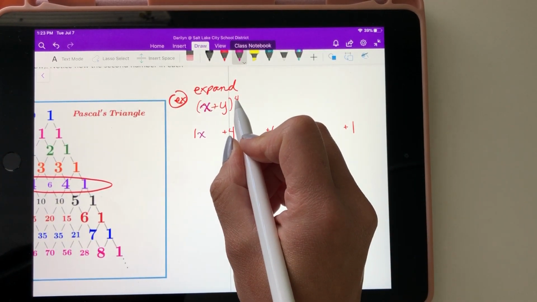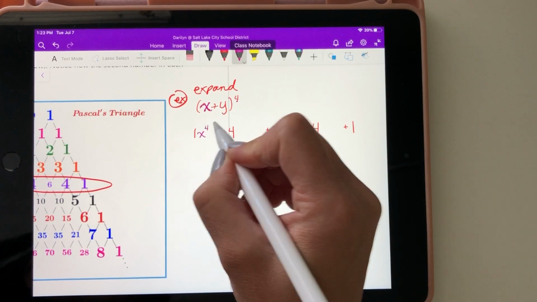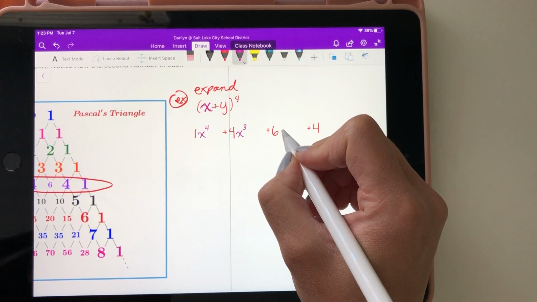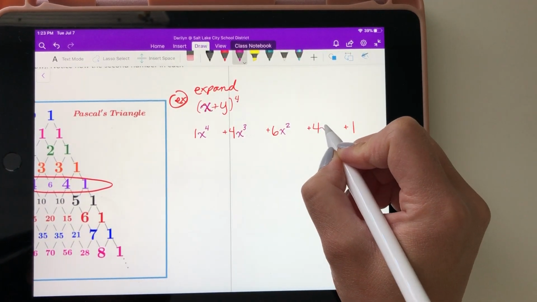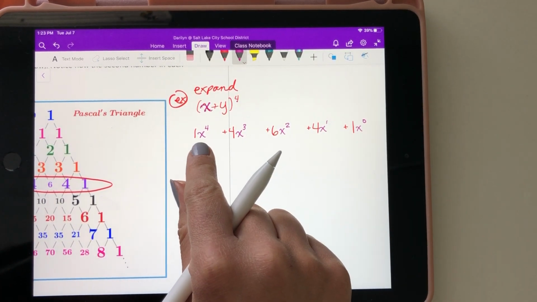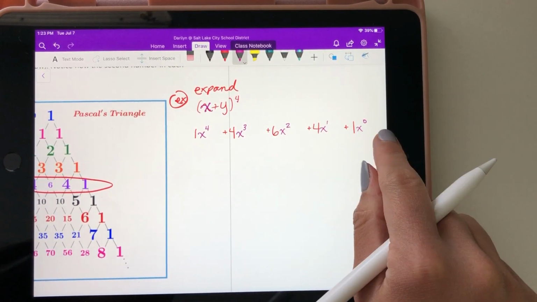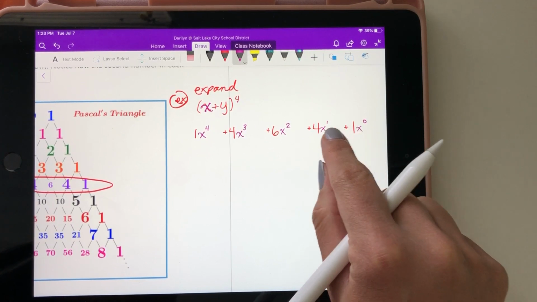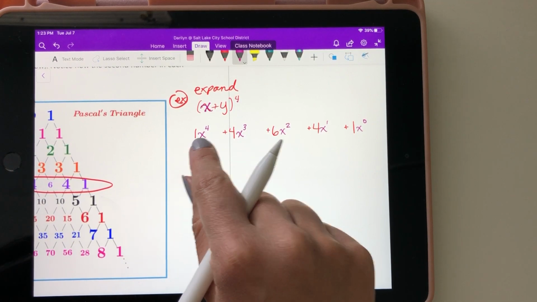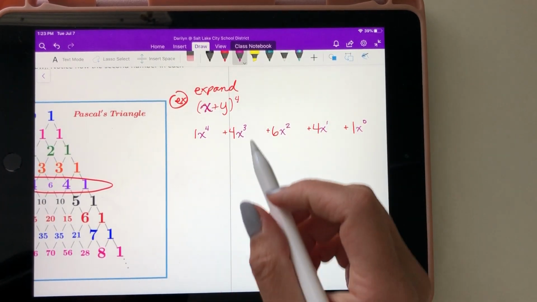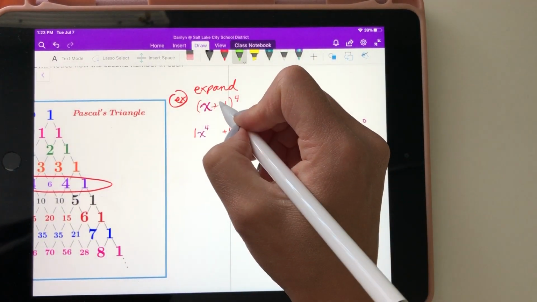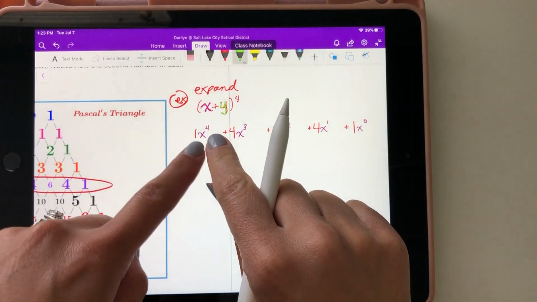Now the exponent here is 4, so I'm going to start with x to the 4th. Then in the next one I'm going to do x to the 3rd. I'm going to go descending: x to the 2nd, x to the 1st, x to the 0. Would it matter if I did x to the 4th here first or if I did x to the 4th here first and went backwards? It doesn't matter because it's symmetric, 1, 4, 6, 4, 1. The only thing that really matters is that our exponents always add up within the term to be 4.